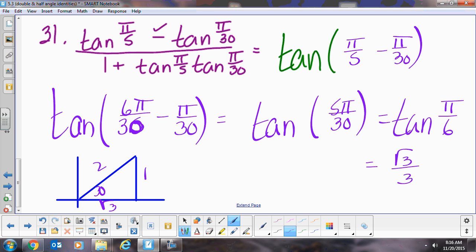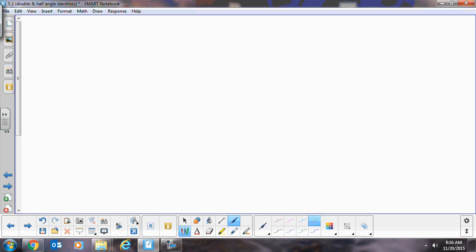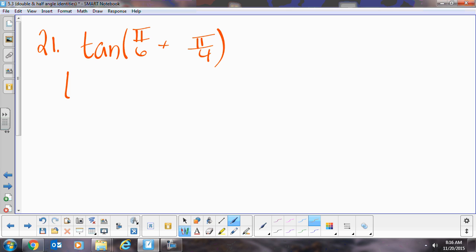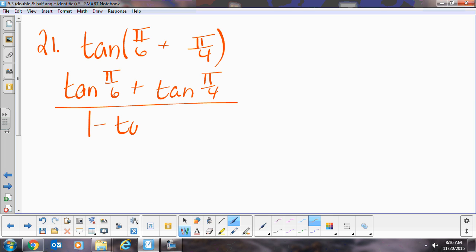21. Okay, so now that was one where you had to expand it, but at least they told you. How many did you have to do or figure out? They did it all in degrees. So when I give you one of those on the test, I'll do it in degrees. Is that fair? Tan pi over 6 plus pi over 4. All right, so that's going to be tan pi over 6 plus tan pi over 4 all over 1 minus tan pi over 6 and tan pi over 4.